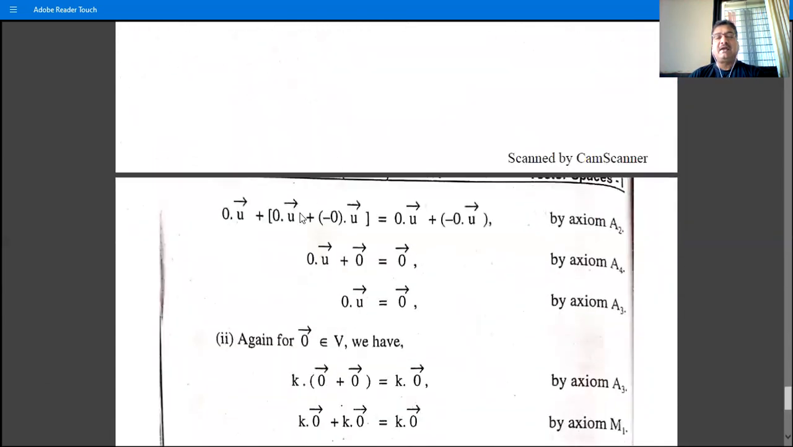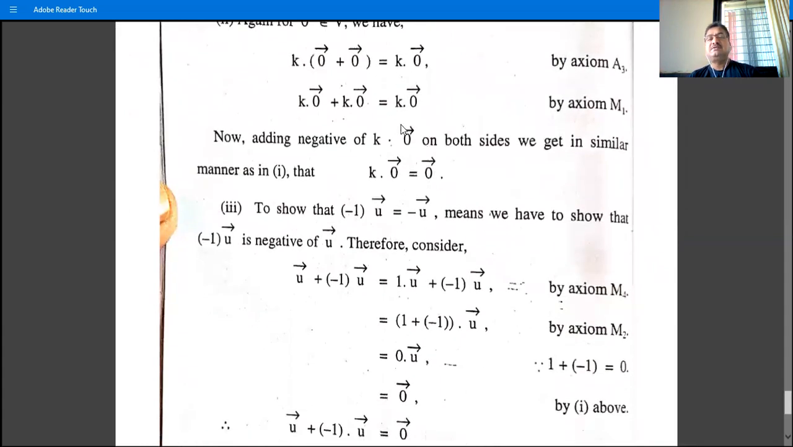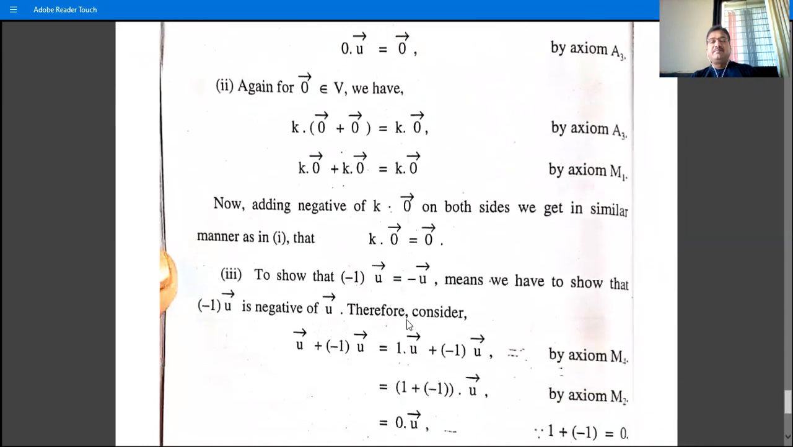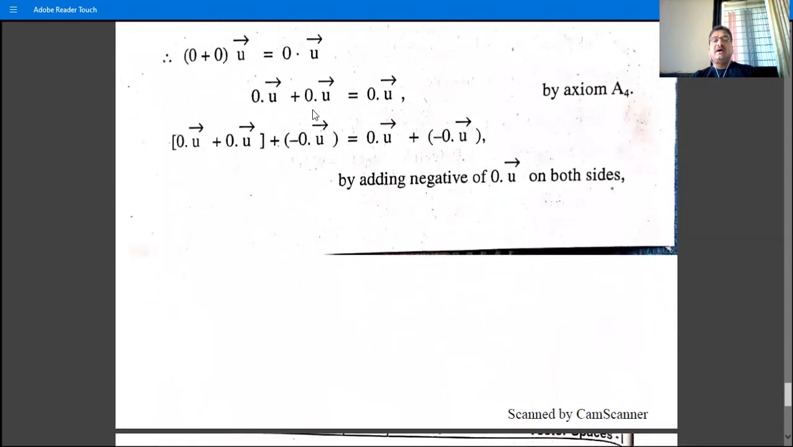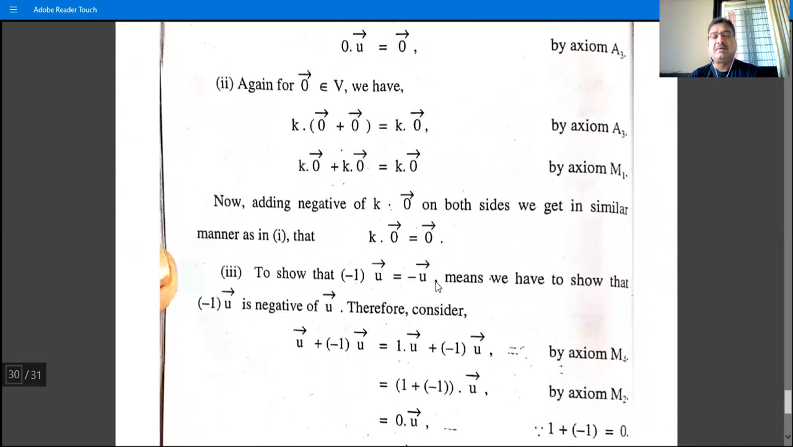Shift the bracket and write the value: it is equal to k·0̅ minus k·0̅, which is 0̅, and then k·0̅ is 0̅. So write the same proof like this. Add minus k·0̅ on both sides after this step. So we have k·0̅ is 0̅.